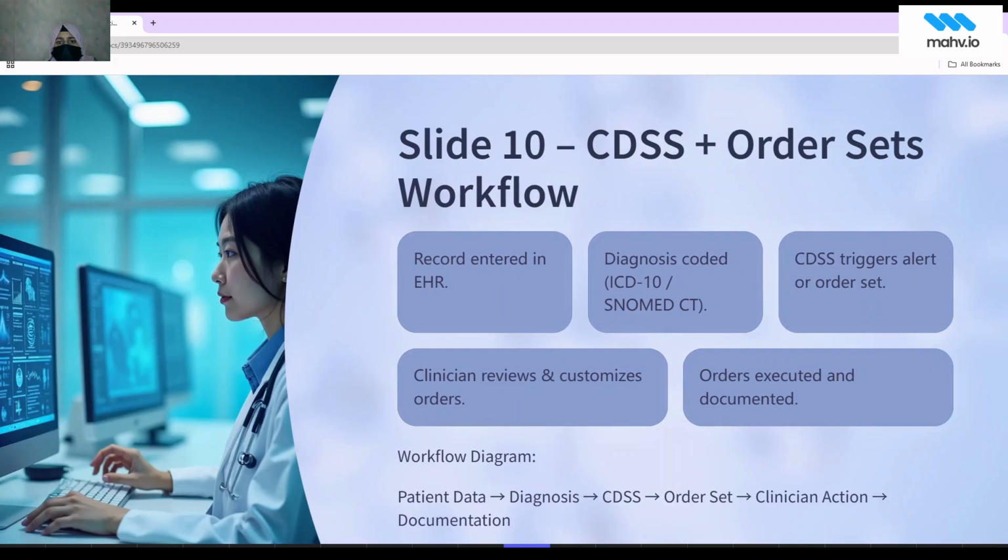So now we will combine the concepts of CDS and order sets. First, the record is entered in the EHR, the electronic health record, then the diagnosis is coded, then CDS triggers the alert or order set, and then the clinician reviews and customizes the orders, and the order is executed and documented. So what is the workflow? First there is patient data, then diagnosis occurs, then the CDS system generates the alerts, then the order set, and then clinician action to customize things, and at the end there is documentation.